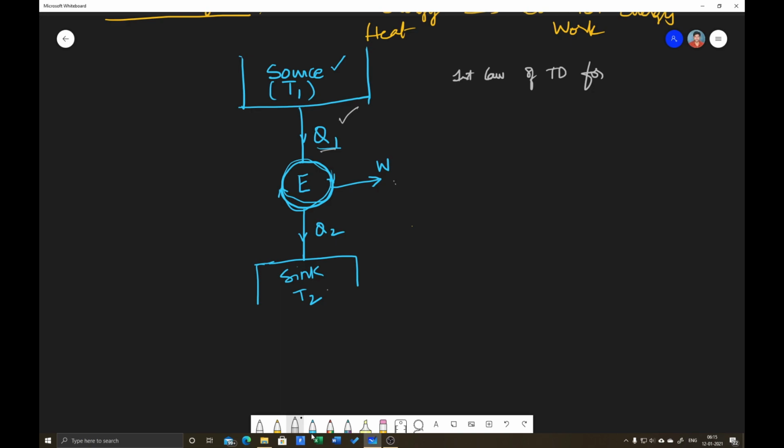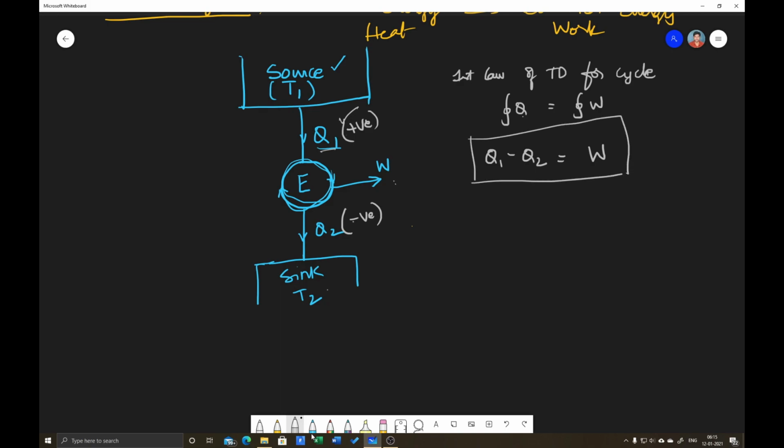for a cyclic process. So this engine is undergoing a cyclic process. For a cycle we are saying that cyclic integral of Q is equal to cyclic integral of W. Sum of Q is equal to sum of W. Here only one work is there, so W we will write. Here there are two heats. One is coming into the system and one is getting out of the system. This is positive because it is getting into the system. This is negative. It is going out of the system. So Q1 minus Q2 is equal to W. This is the first law equation.